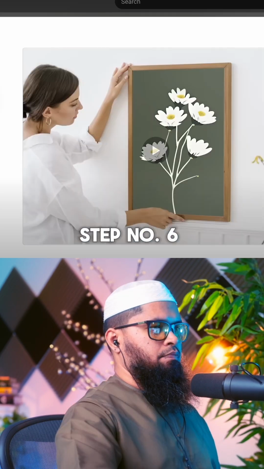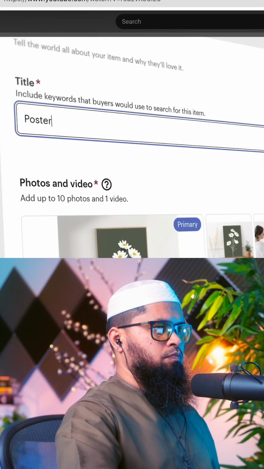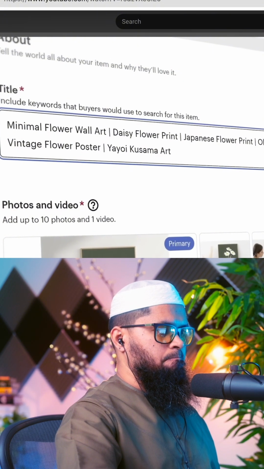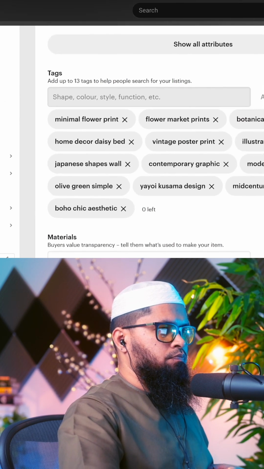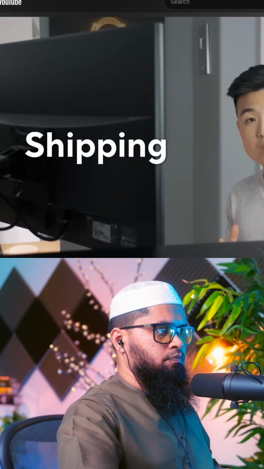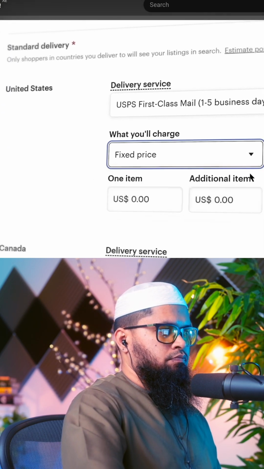Step number 6. Next, the title. Its main purpose is to help people find the listing through Etsy's search and Etsy's algorithm. I'm gonna fill it up with keywords that people search for in my artwork's niche. I'll be doing the same with tags, which is the third element and serves a similar purpose to the title. The fourth element is shipping. People love free shipping, and Etsy even prioritizes listings that have it. So I'm gonna offer it to customers in the US and Canada.